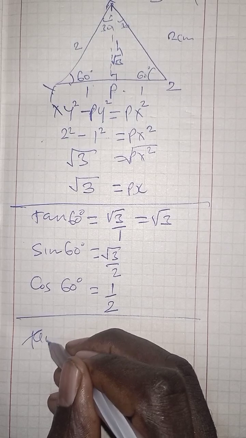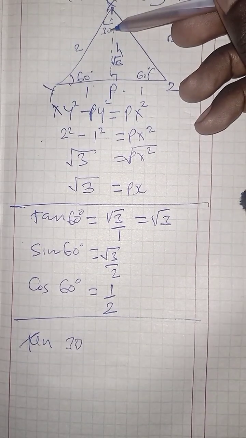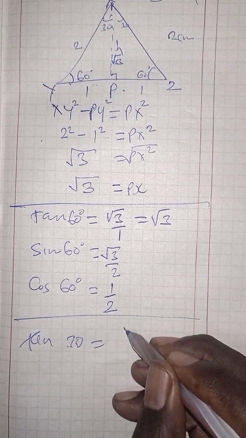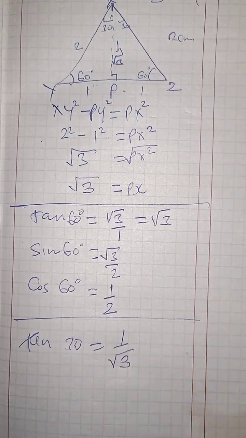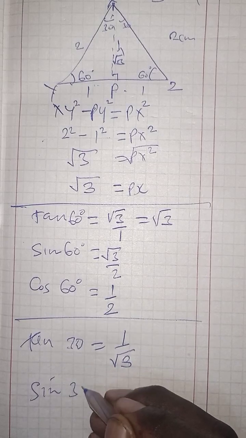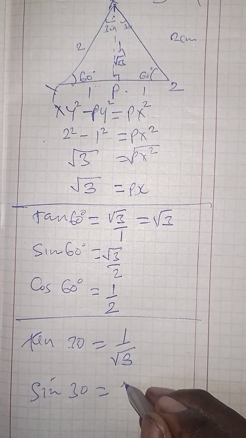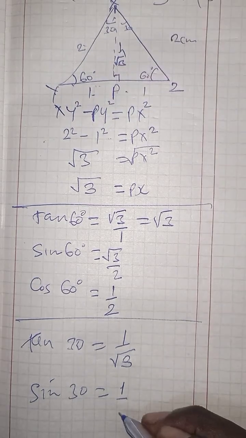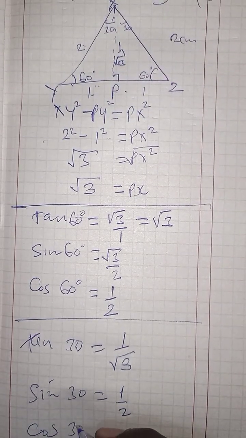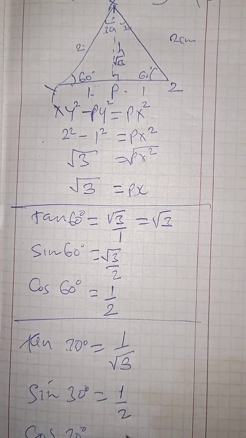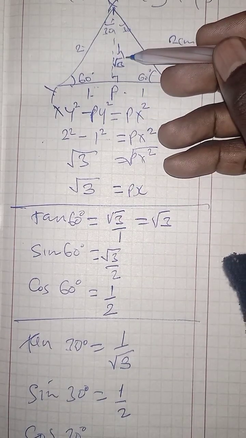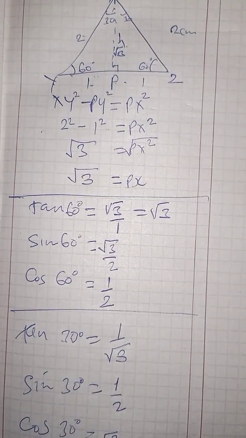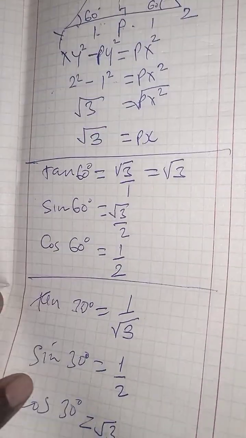What about tan 30? Set this way, we find that tan 30 is the opposite side over the adjacent side. So it will be 1 over the square root of 3. What about sine 30? Sine 30 will be the opposite side, 1, over the hypotenuse, 2. What about cosine 30? Cosine 30 will be the adjacent side, the square root of 3, over hypotenuse 2.